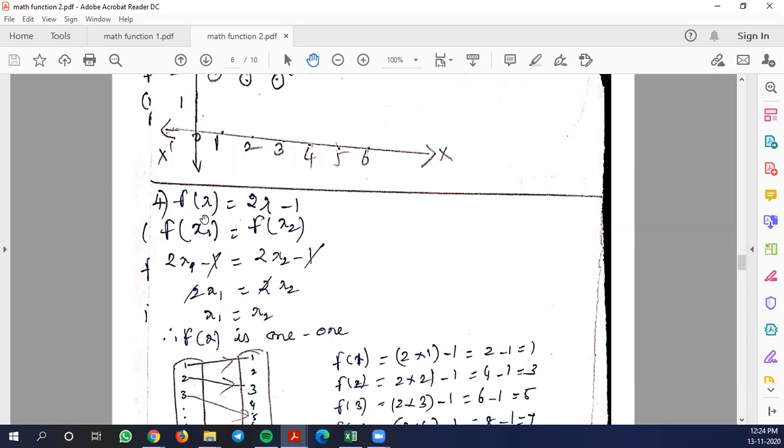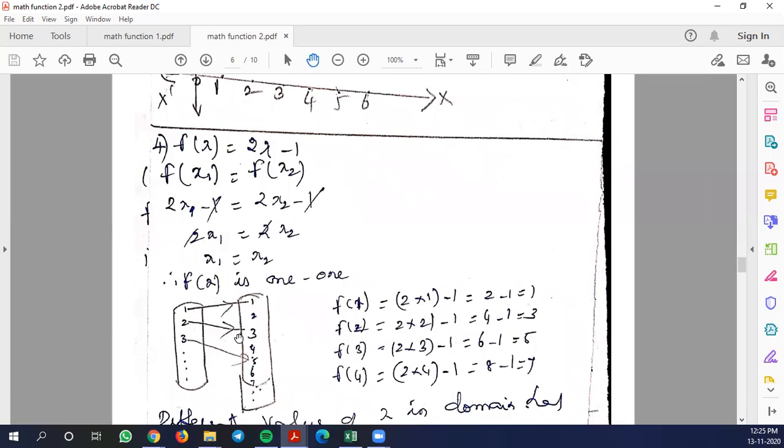So what is f of x1? In the place of x, you substitute the value as x1. So 2x1 minus 1 equal to, what is f of x2? 2x2 minus 1. This 1, 1 gets cancelled, 2, 2 gets cancelled. So therefore, we are getting x1 is equal to x2. Therefore, if we get x1 is equal to x2, then we can say f of x is one-one. Now, what is the other one?